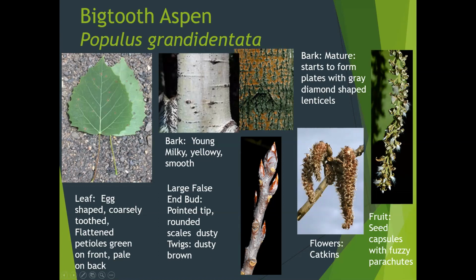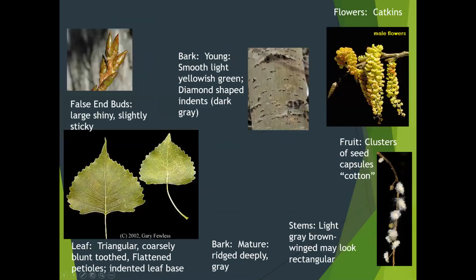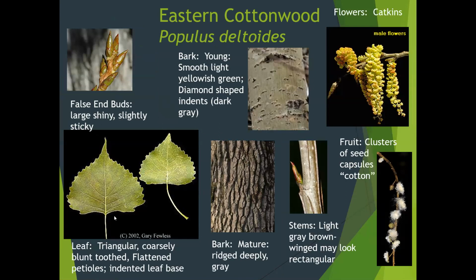And then the final tree in the Populus family is the Eastern Cottonwood. So this is a pretty magnificent tree. Its leaves are triangular, and you can see they're kind of indented here at the base, and they have blunt teeth, and they have that flattened petiole. You can really see it on this. So you want to look closely at the leaves.